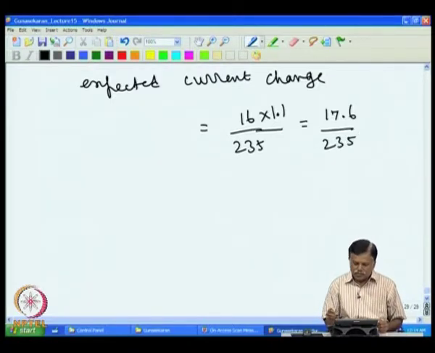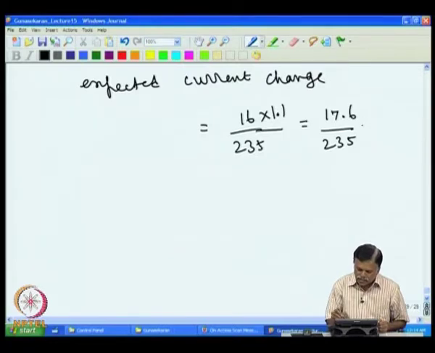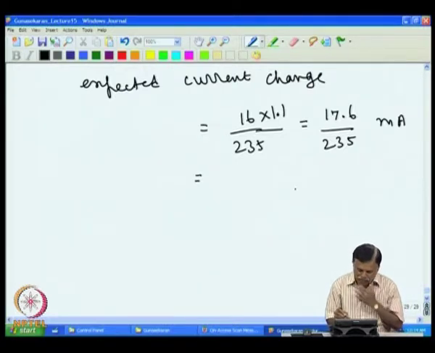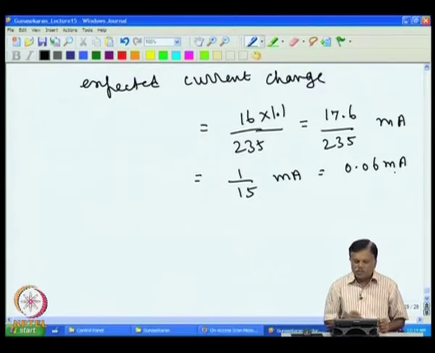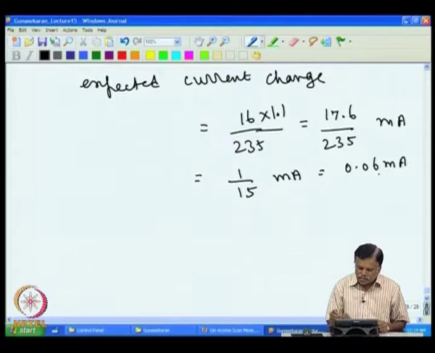That actually, if you take percentage wise, that will be in current in milliamps. So, that will be 51 by 15, that you will get approximately 0.06 milliampere current. So, because of that resistance change, the R7 change, you will have a current drift of 0.06 milliampere.